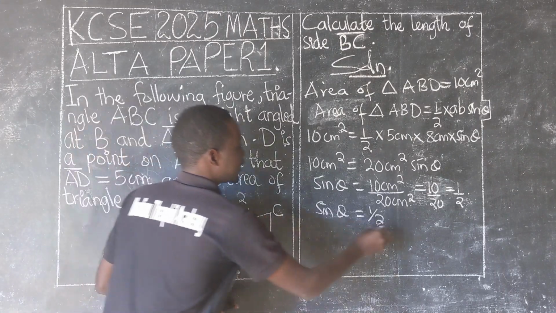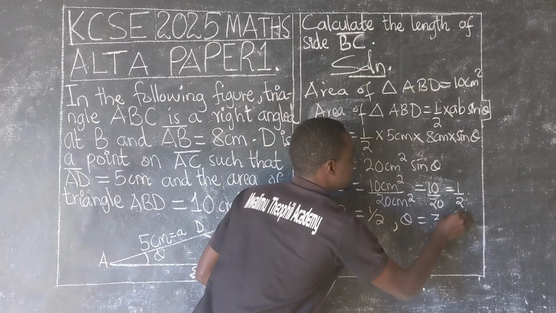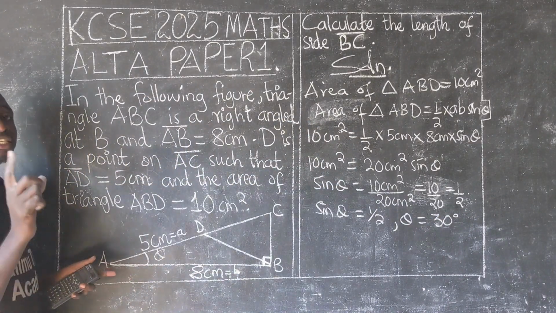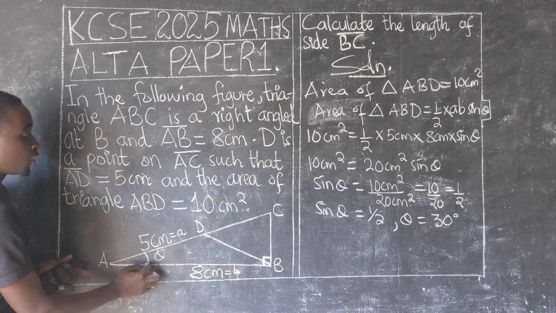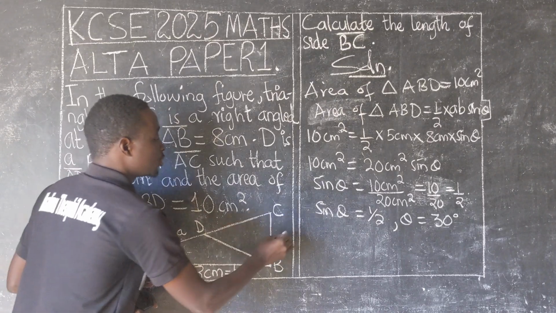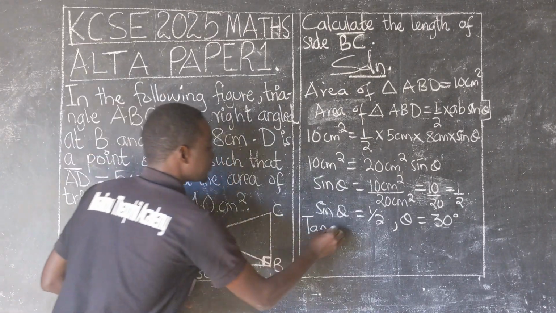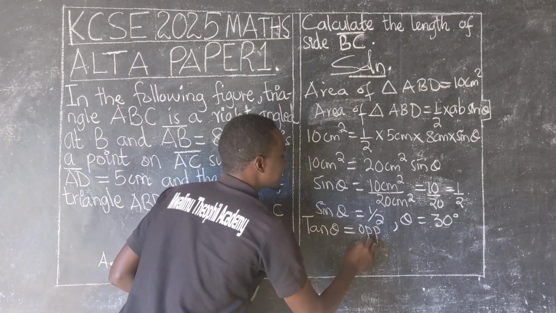Now sine of angle theta is equal to a half. You get 30. Now theta is equal to 30 degrees. Already we have obtained this angle. So, as I told you before, now we're going to apply tangent of this angle to get this unknown side BC. As you know, tangent of an angle, here tan theta, is equal to opposite over adjacent.